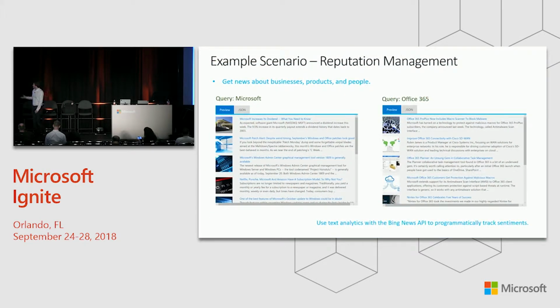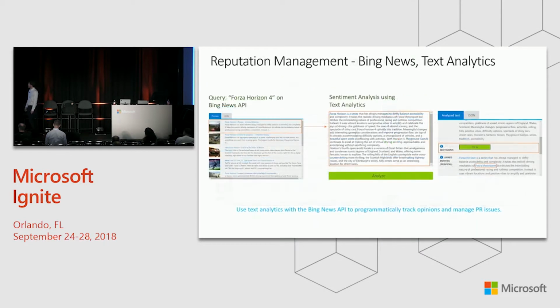So here's an example scenario in terms of reputation management. All of you have businesses, you have customers, you have products. You probably really care about what people think about your business and your products on a day-to-day basis. And here I've run a query on Microsoft and on Office 365, and this is example output that you today can go to the page in Cognitive Services, and you can try out this API, and you can do it for your company and for your products and see what comes back from our API. But imagine programmatically tracking these sentiments.